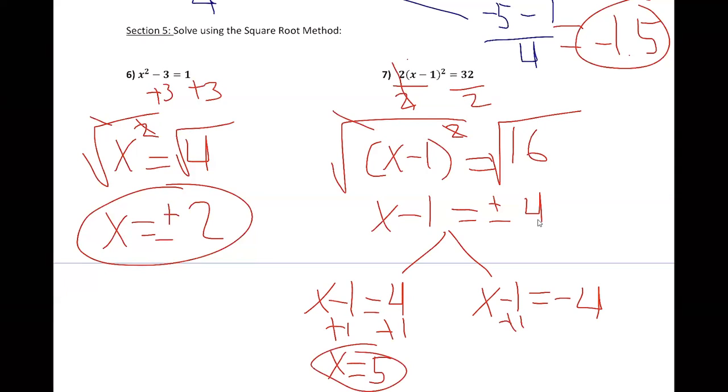Add 1. Negative 4 plus 1. Be careful. Remember, a negative is like you owe someone $4. You pay them $1 back. You still owe them $3. So it'd be negative 3.